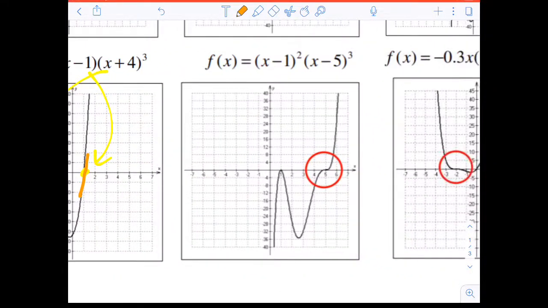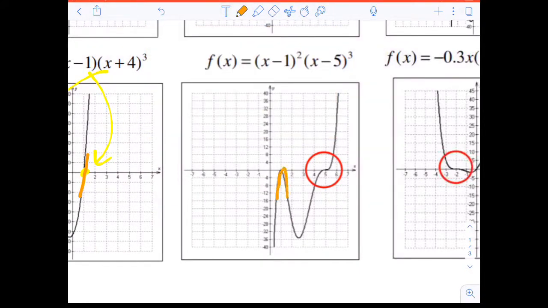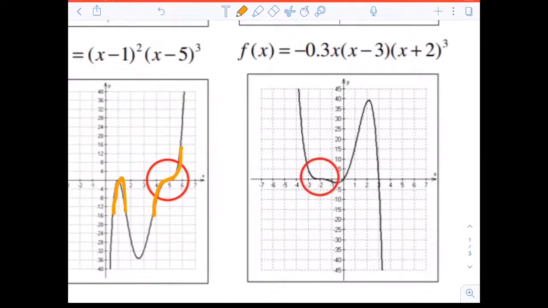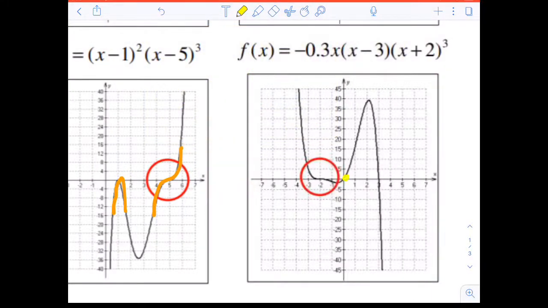Same goes for these. X minus 1 has a square on it, so it should act like a quadratic. X minus 5 has a cube on it, so it should act like a cubic function as it passes through. And finally, the last one that we have over here. For our equation, you have to remember that each of our x-intercepts, we have one at 0, we have one at 3, and we have one at -2.